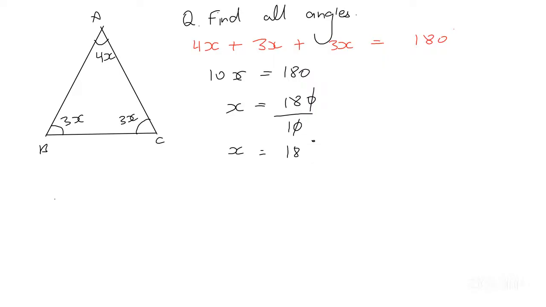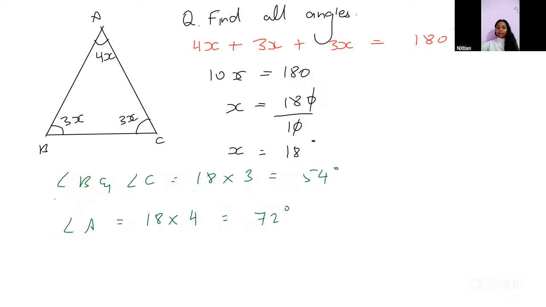Angle B and angle C is equal to 18 into 3, that is 54 degree. Angle A is equal to 18 into 4, that is 72 degree. So angles are 54, 54 and 72 degrees. Okay.